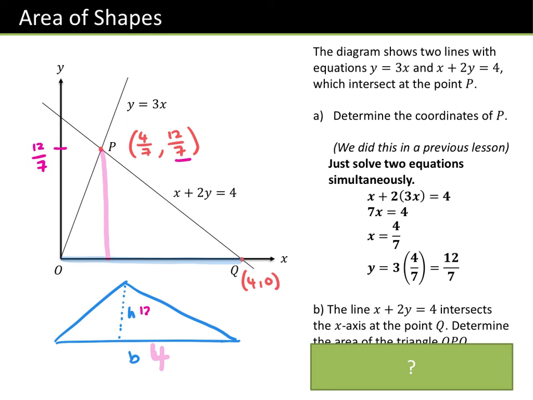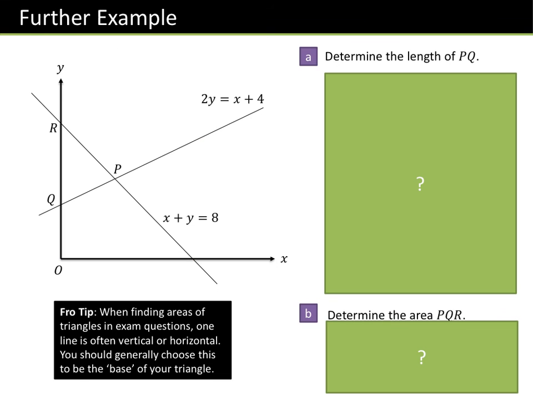So Miss, why didn't you put that as your base? Okay. 4 times 12 over 7 divided by 2, because it is a triangle. So 4 times 12 over 7 is 48 over 7 divided by 2, which is 24 over 7. So that is the area. And we call this units squared, because whenever we do area, we always have a square in our units.